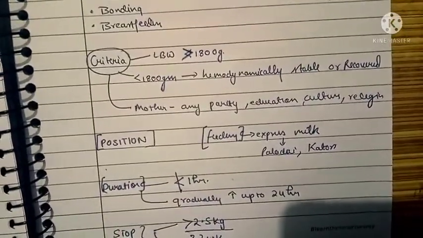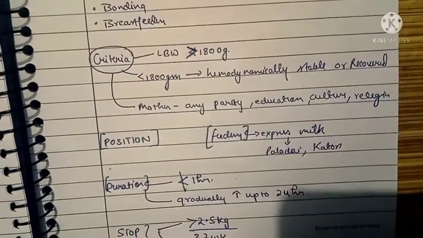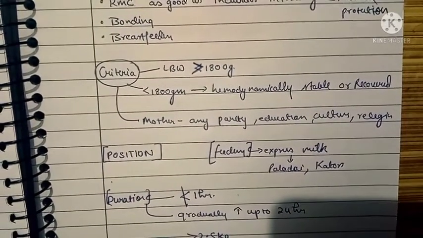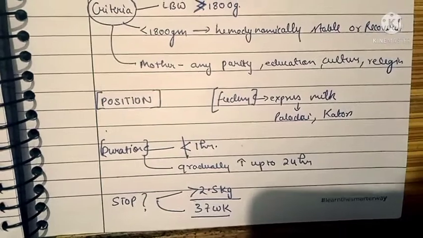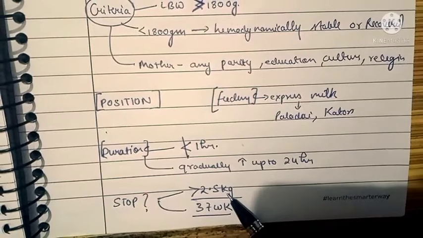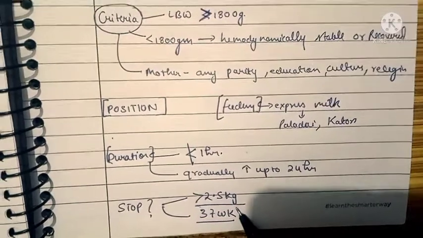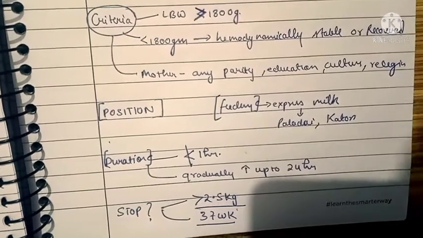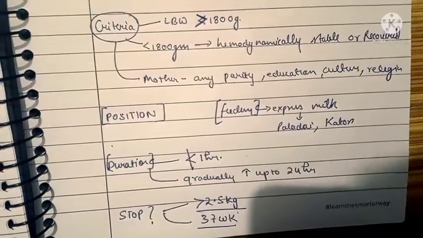When to stop KMC is important. As suggested by experts, when the baby wiggles and is not in a situation to adapt, so when to stop, this point is important. As suggested by experts, when the baby's weight is more than 2.5 kg or the period of gestation has crossed 37 weeks, KMC can be stopped. Also, practically, when the baby starts to have a lot of movements and is unable to maintain a position in KMC, we get an idea that there is no more need of KMC.